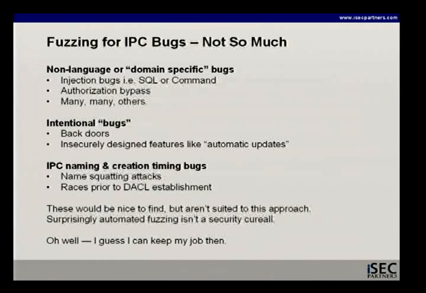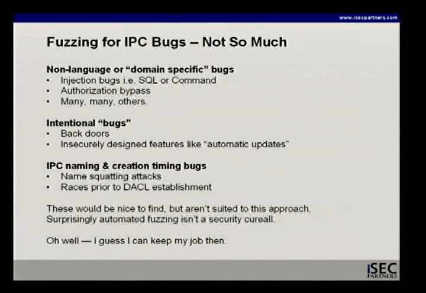Authorization bypass, a whole bunch of these bugs, basically things that are in the domain of the application itself, aren't going to be detectable. Also, backdoors, any kind of intentional bug. When a developer decides that they are going to put in a little present for themselves if they ever have to retire, those types of bugs can be found basically through source review only. You're not going to find them accidentally through fuzzing.